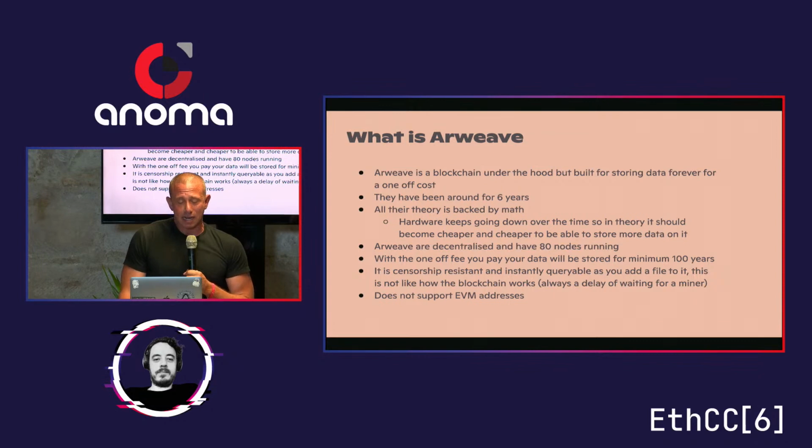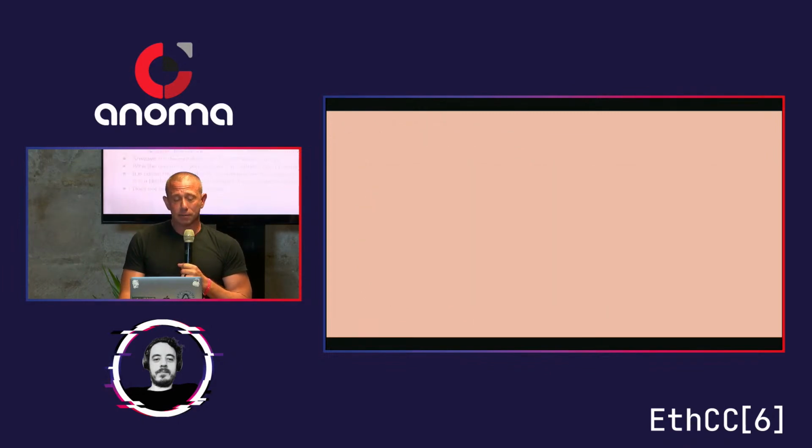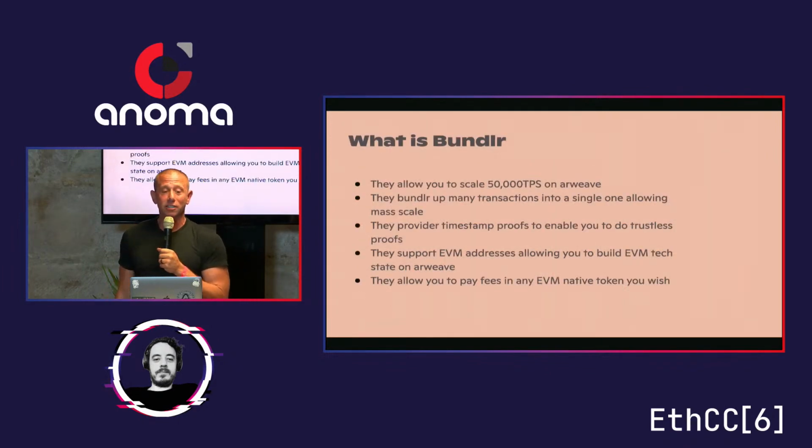It's decentralized. It enables censorship resistance, it enables immutability, and it enables permanence. But it doesn't support EVM addresses. But Bundler Network actually does. Bundler Network is a protocol built on top of Arweave that you could think of as kind of like an L2 or an L3, whatever, on top of Arweave.